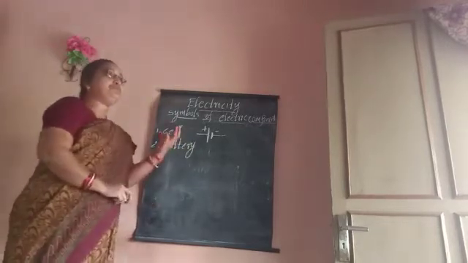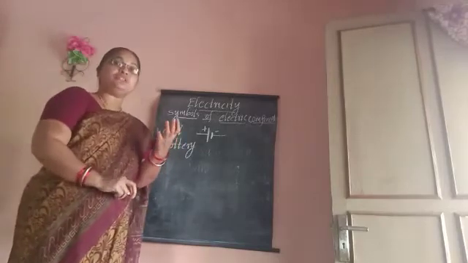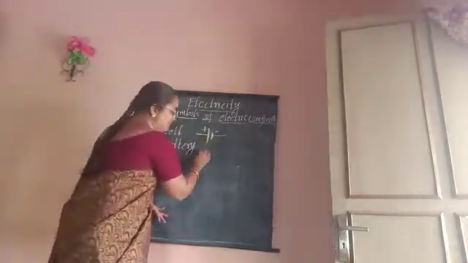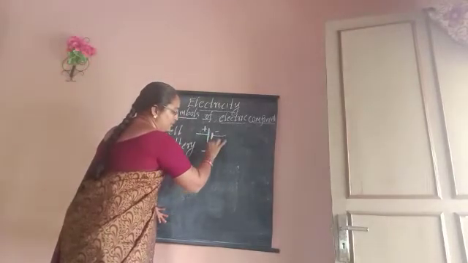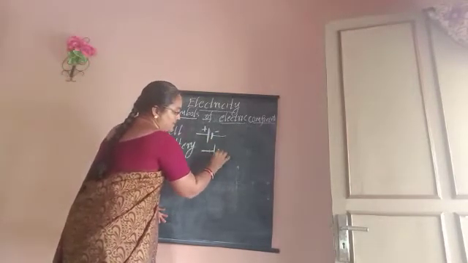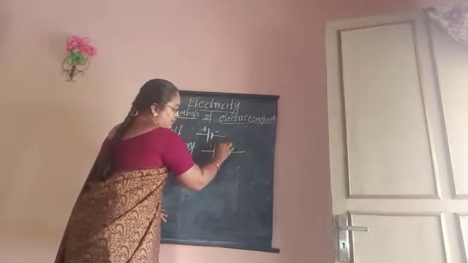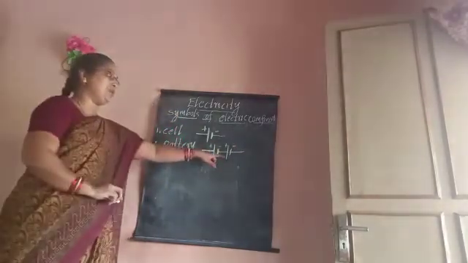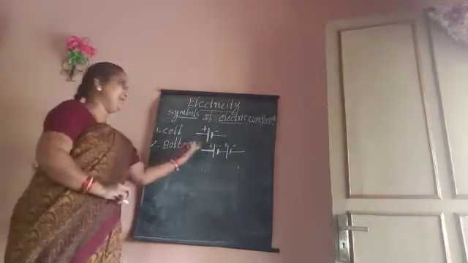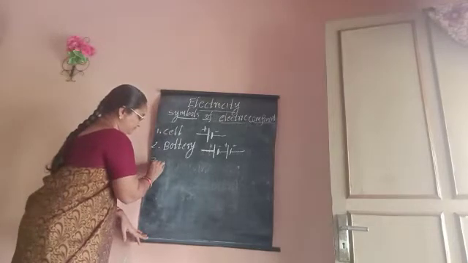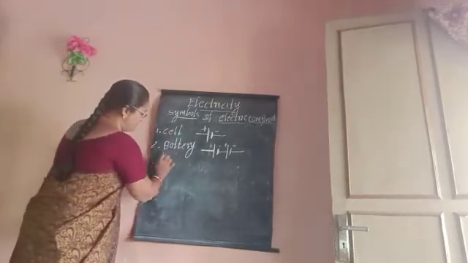Next, battery. If two or more cells join together, they form a battery. This is the cell, plus minus, plus minus. Two or more cells join together to form a battery. This is the symbol of battery.